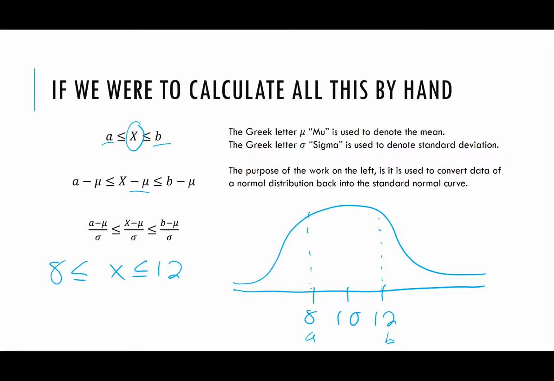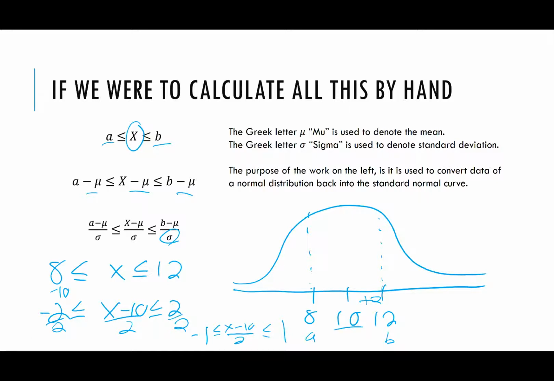All I have to do is subtract the mean from all sides, the middle, left, and right, and then divide by the standard deviation on all sides. Notice the mean here is 10, so 8 minus 10 would be -2, and 12 minus 10 would be +2. Then divide by the standard deviation. Remember, we said the standard deviation was 2. Divide by the standard deviation, and we go from -1, because -2 divided by 2 is -1, and 2 divided by 2 is 1. The middle, I'm just writing this, it's not really too relevant right now.